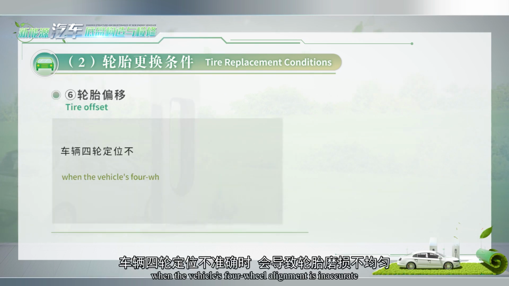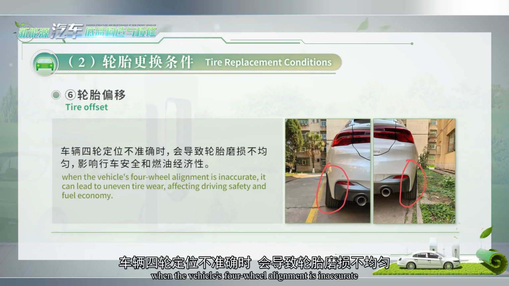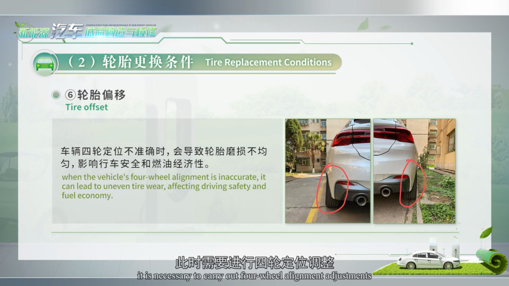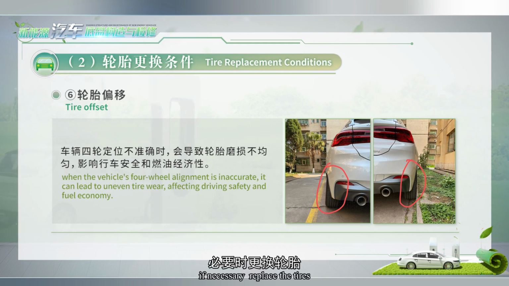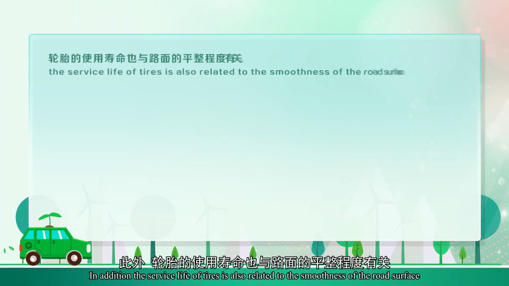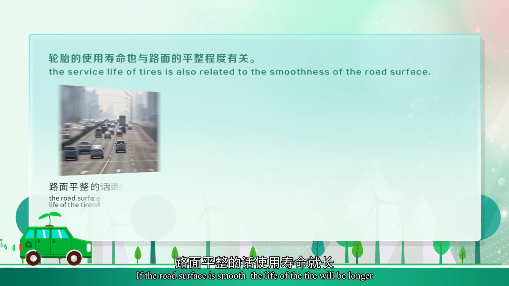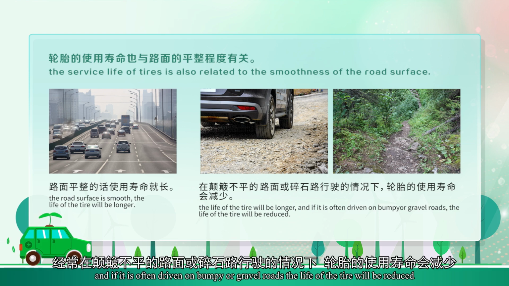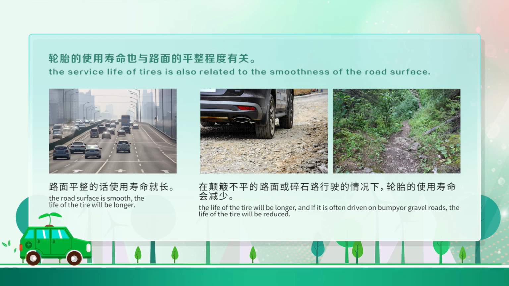Tire offset. When the vehicle's four-wheel alignment is inaccurate, it can lead to uneven tire wear, affecting driving safety and fuel economy. It is necessary to carry out four-wheel alignment adjustments, and if necessary, replace the tires. In addition, the service life of tires is also related to the smoothness of the road surface. If the road surface is smooth, the life of the tire will be longer. If it is often driven on bumpy or gravel roads, the life of the tire will be reduced.